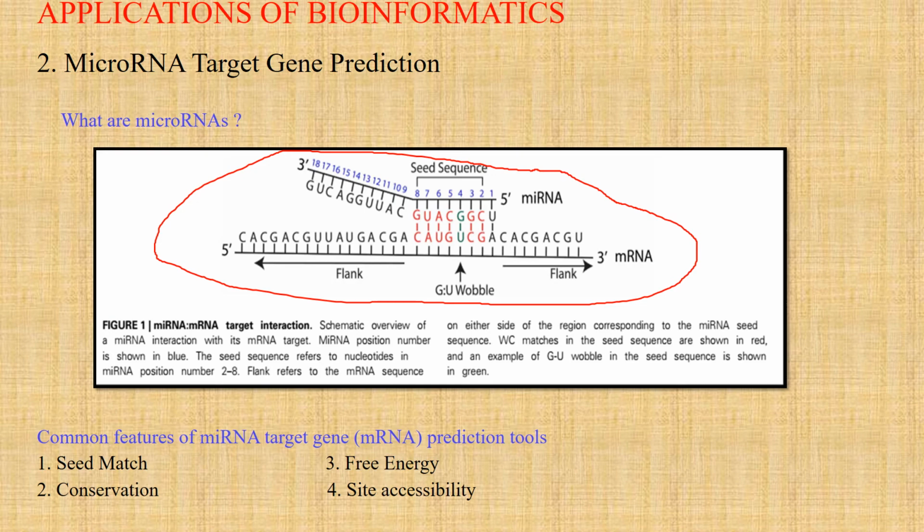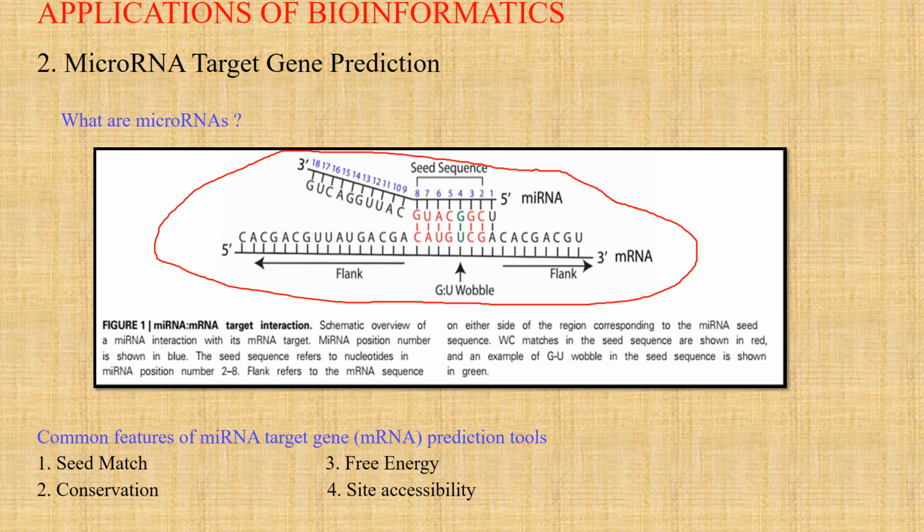So, microRNAs bind to messenger RNA, and target gene prediction tools exploit that binding to predict the target gene of every microRNA. And one thing we should also note is that a single microRNA might have many target messenger RNAs that it can bind to.